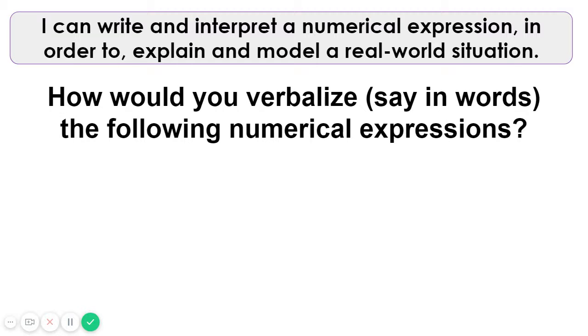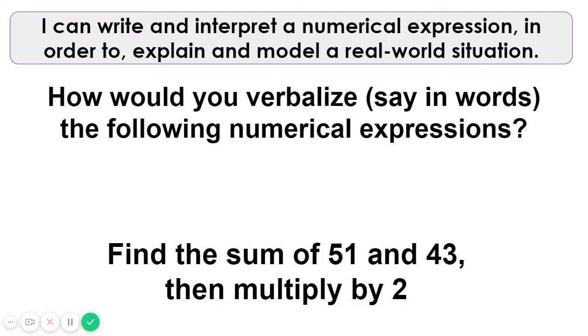All right, let's switch it around a little bit. How would I verbalize or say it in words the following numerical expression? So I'm going to flip-flop what I just did. I was taking words and putting them in numbers. Now I'm taking numbers and putting them in words.